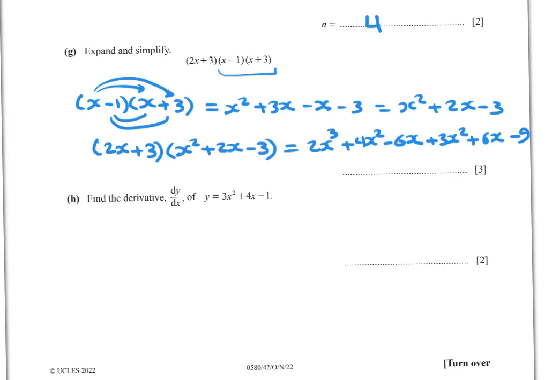Now combine the like terms. You have 2x power 3. And we have 4x squared plus 3x squared, so 7x squared. Negative 6x plus 6x cancelled, so negative 9. H, find the derivative dy over dx of y equals 3x squared plus 4x minus 1. dy over dx equals, for 3x squared, 2 multiply 3, so 6x. For 4x we have 4, so 6x plus 4.